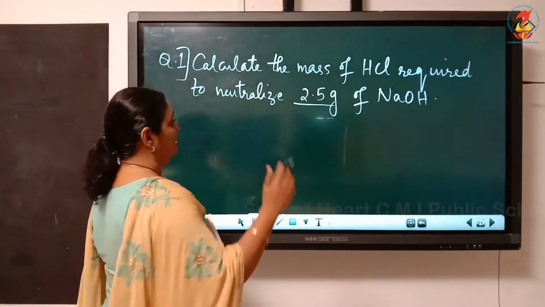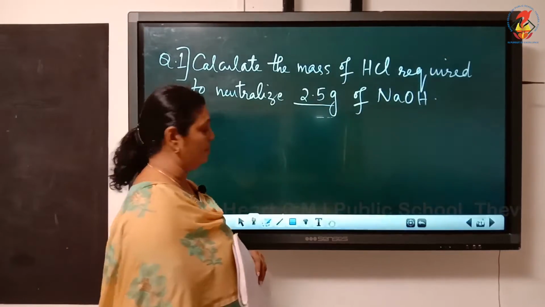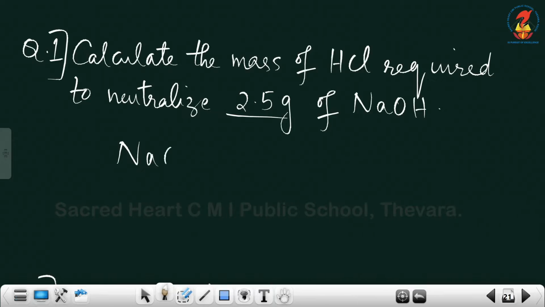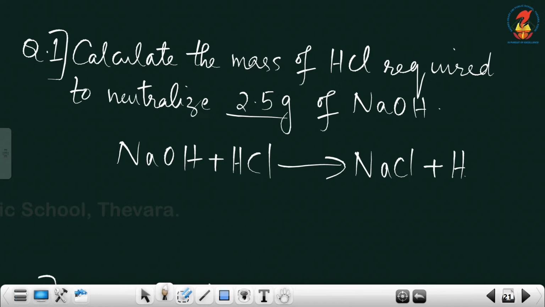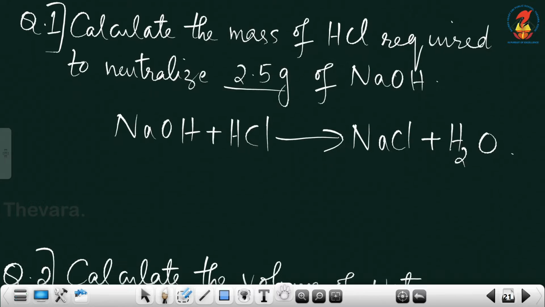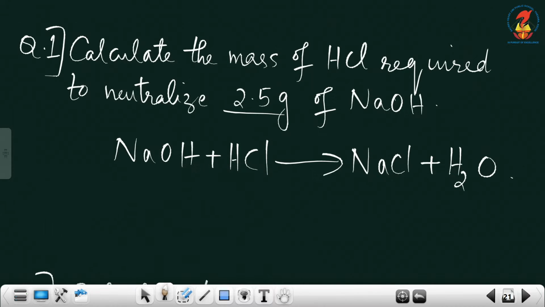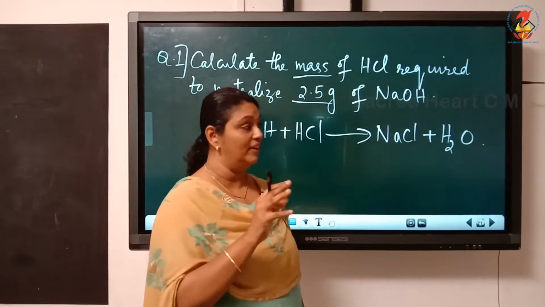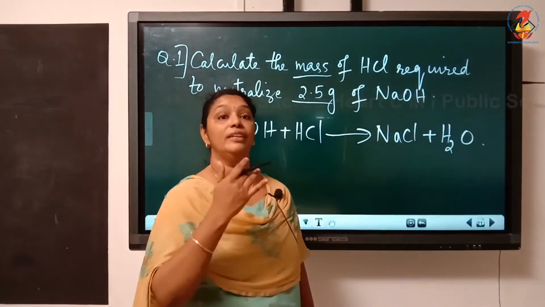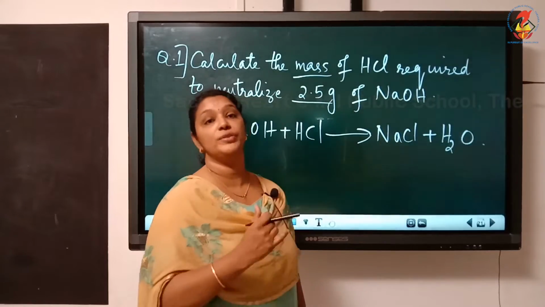So here you can see the reaction is between hydrochloric acid and sodium hydroxide. I'm going to write the balanced equation. That is NaOH plus HCl. You know that acid and base react to form salt and water. So NaCl plus H2O. Now, the question is, calculate the mass of hydrochloric acid required to neutralize 2.5 gram of sodium hydroxide. So, the mass of sodium hydroxide, 2.5 gram, is given, and you have to find the mass of hydrochloric acid required to neutralize it.